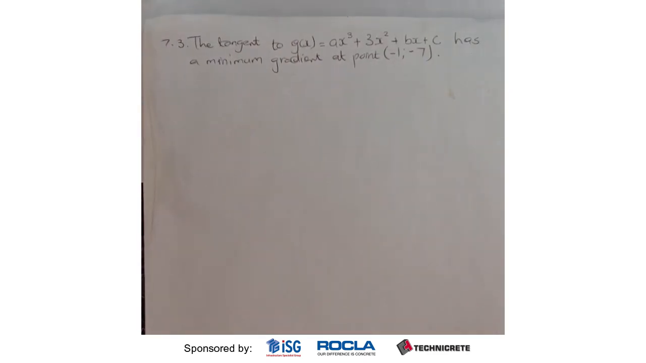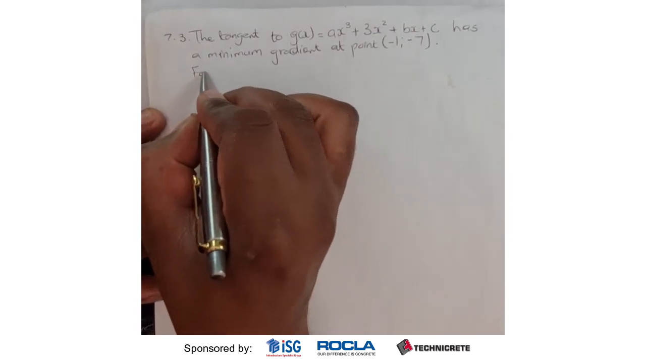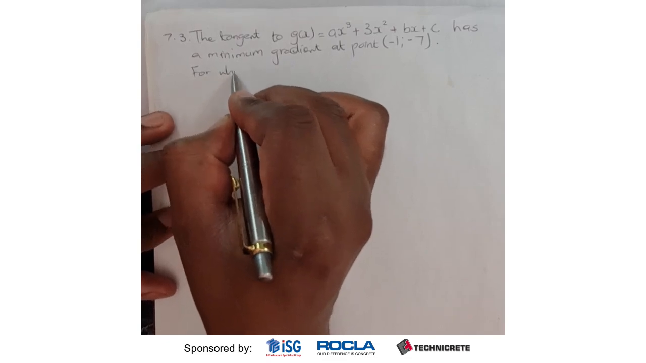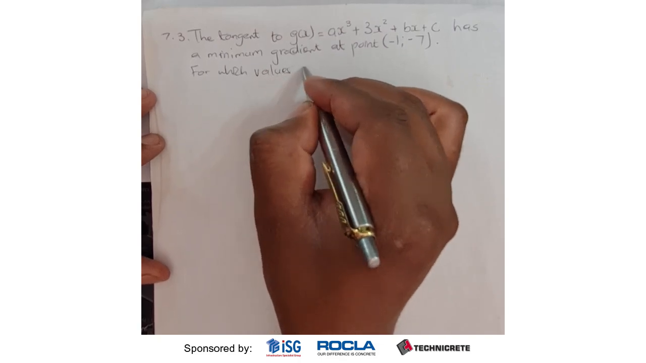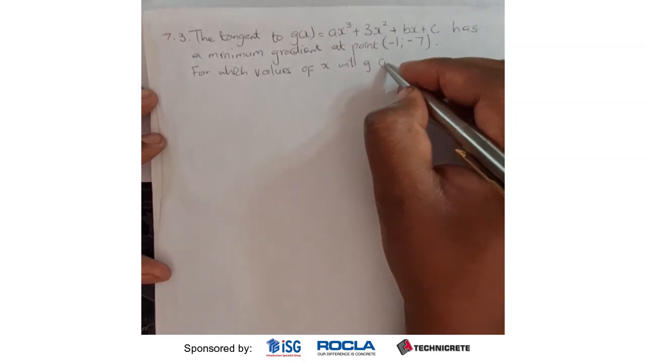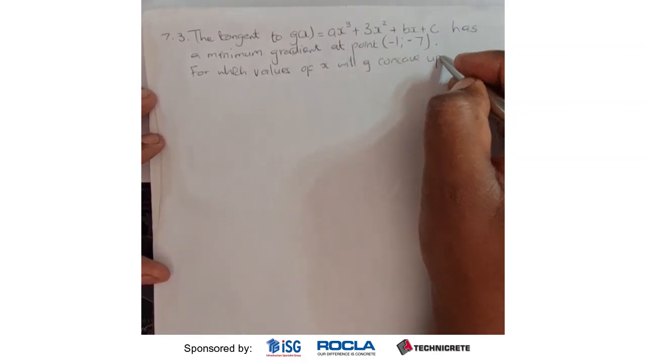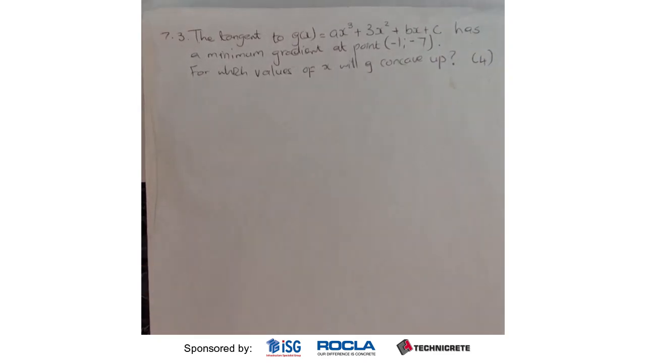If you can visualize where -1, -7 is at, it would be in the third quadrant, where both x and y are negative. Now the question then says, for which values of x will g be concave up? And this is a 4-mark question, just to let us know the level of effort we need to do.